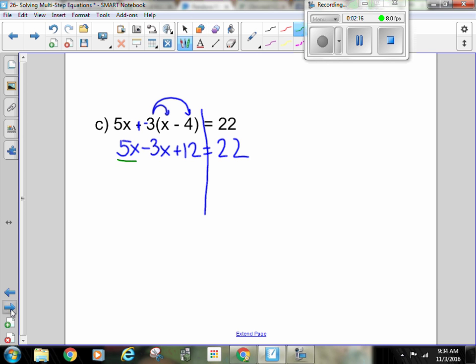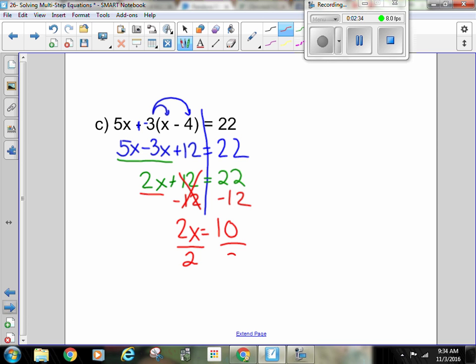All right, so I'm going to combine those like terms. 5x minus 3x, 2x plus 12 equals 22. Now I'm going to isolate my variable term by subtracting my constant. So I have 2x equals 10. We're going to divide by 2 on both sides. So we end up with x equals 5.